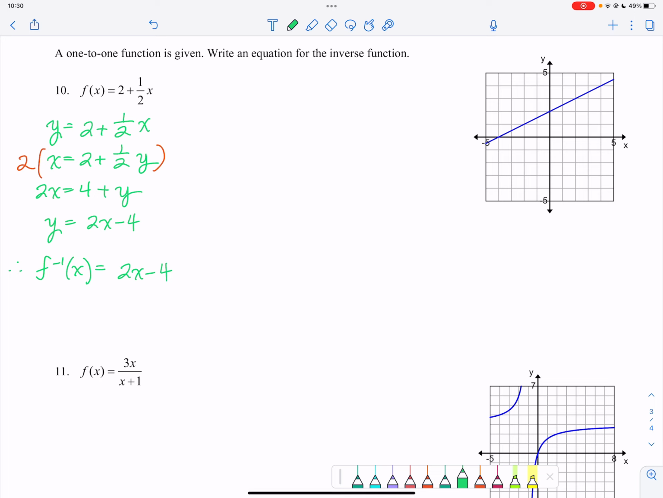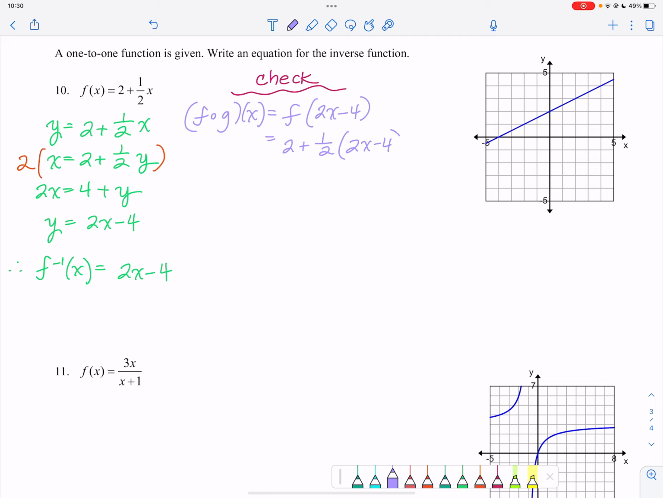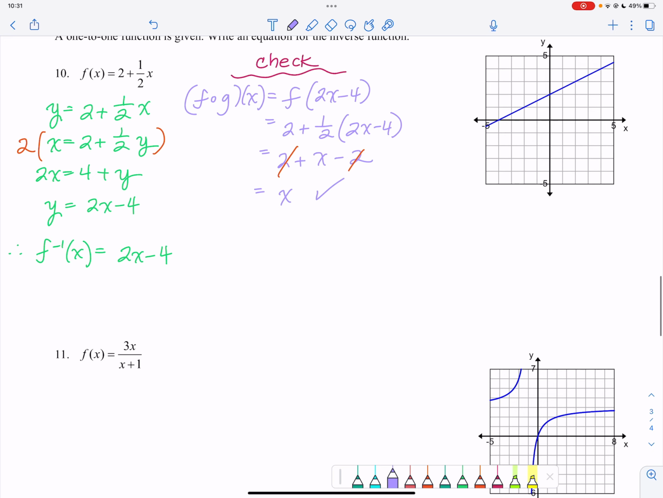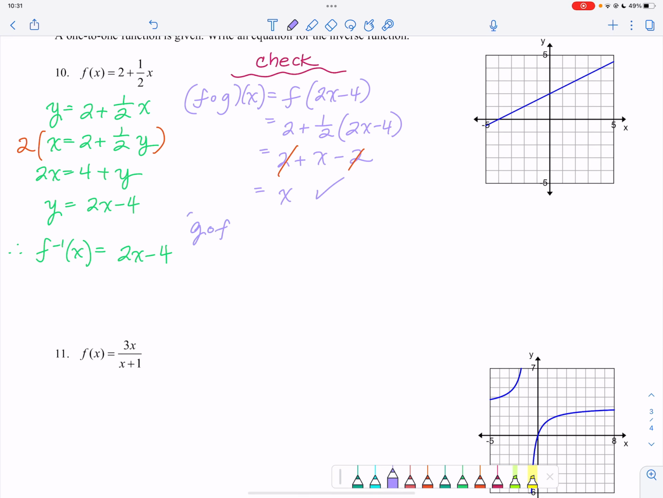Now, we can check this. We can find f composed with g of x, that's f of 2x minus 4, and that's 2 plus 1/2 times 2x minus 4, and that's 2 plus x minus 2, and we have just x. Now, let's try g composed with f of x.